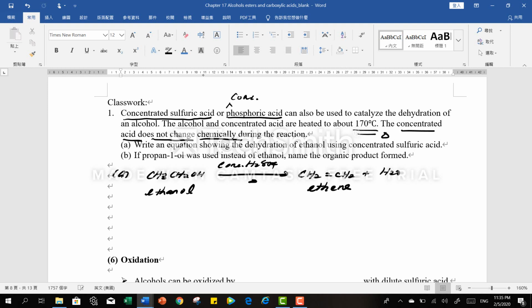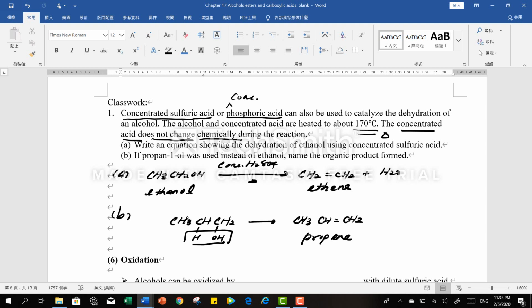Okay? If propan-1-ol was used instead of ethanol, name the organic product. We can draw it out first. Propan-1-ol, right? So if you pull out the water, you will get what? You will get propene, right?